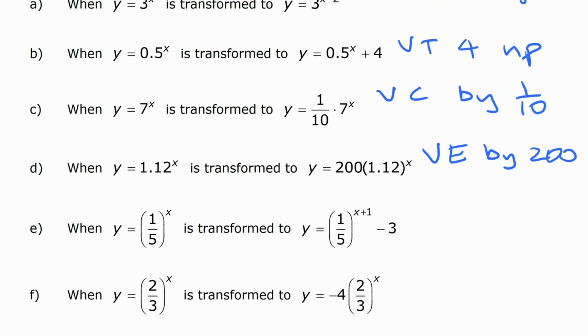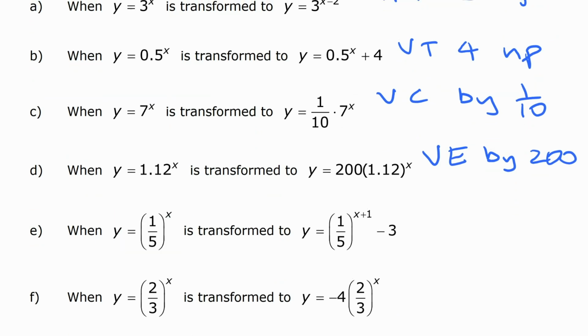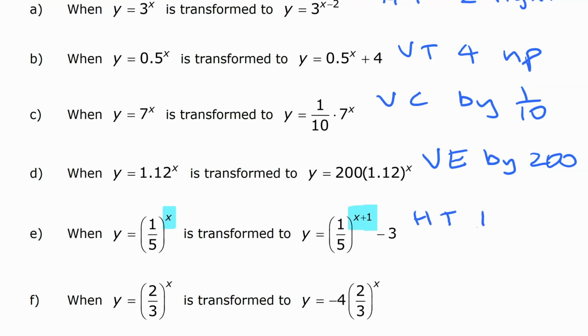And these last couple here, if we take y equals 1/5 to the x, we have two changes there. We have x being changed to x plus 1, and that is going to cause a horizontal translation of 1 unit to the left. And we're also subtracting 3 at the end of the function, that's going to cause a vertical translation of 3 down.